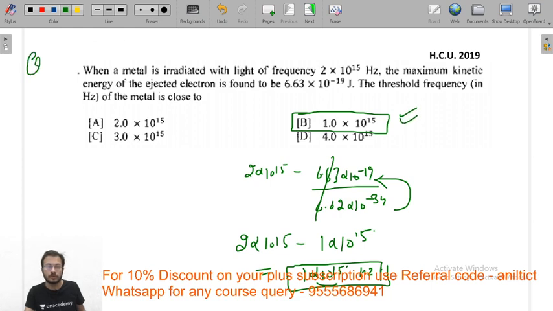Okay, so for question number 1 your correct answer is B. आपका correct answer क्या हो गया? B answer आपका correct है.